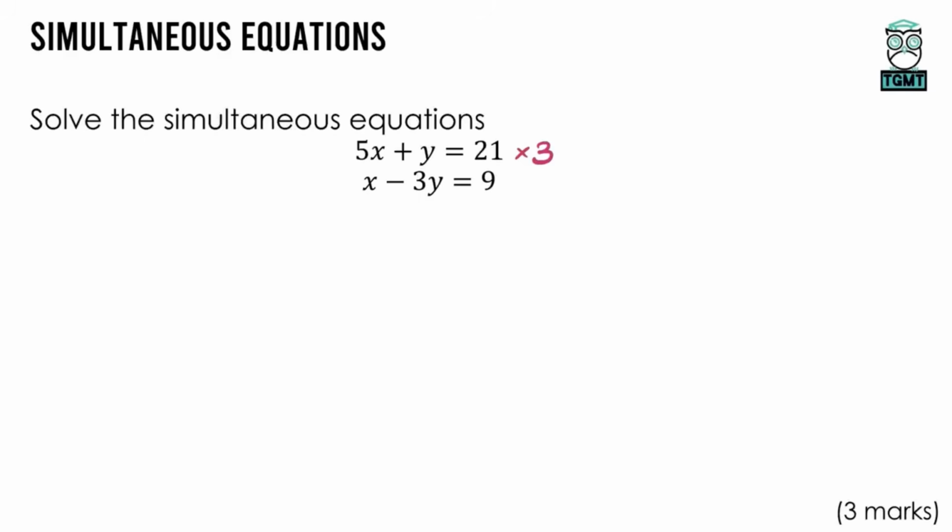Now that means everything gets multiplied by 3, so we would have 15x plus 3y is equal to 63. The second equation, we're not changing anything, so we'll just rewrite that underneath so that we can compare these two and see what we're going to do next.